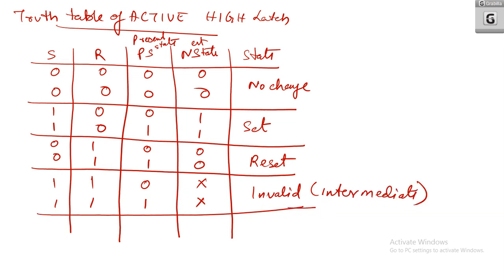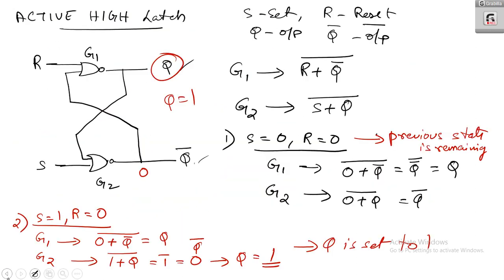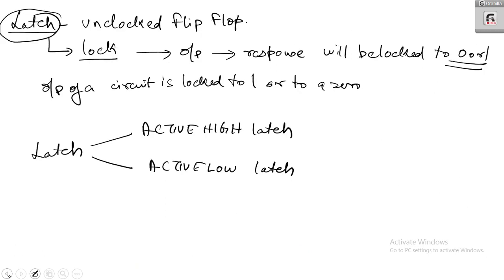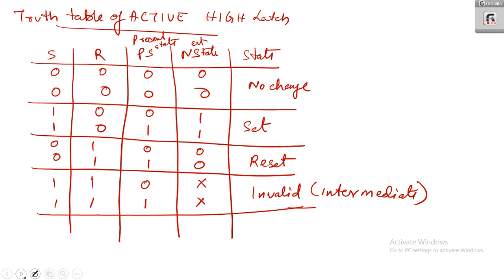Okay. So that is regarding this active high latch. So basically this active high set reset latch is formed on the basis of NOR gates. Now coming into active low latch. Next one I am going to deal with is active low latch.